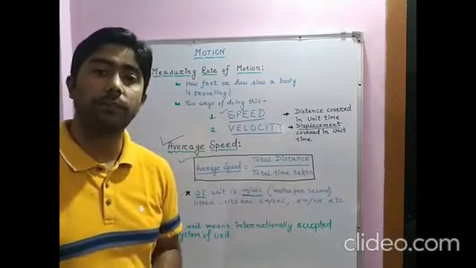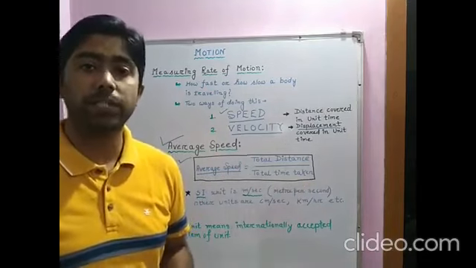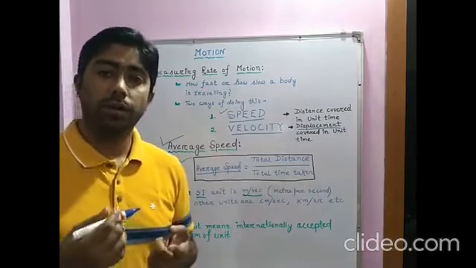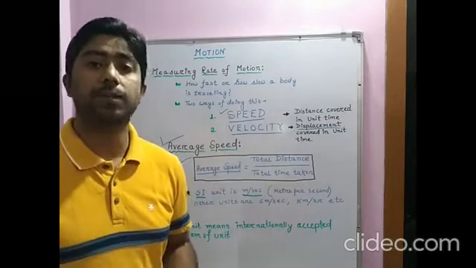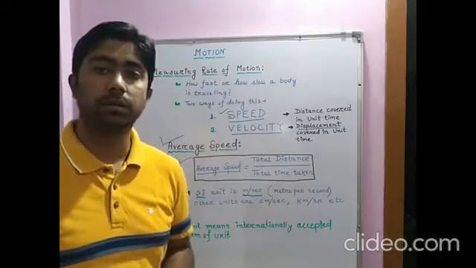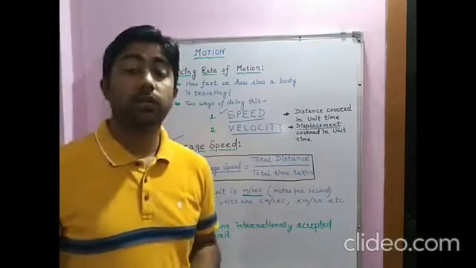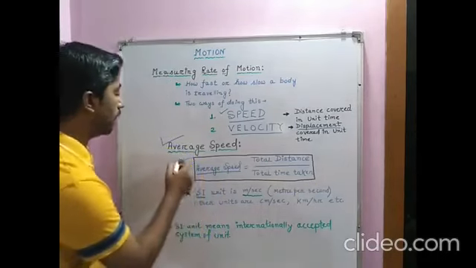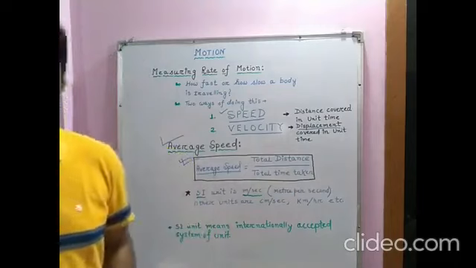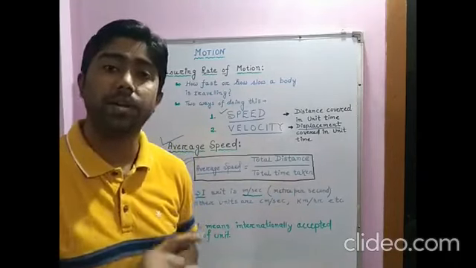And what is the need for average speed? Because there are many bodies which move with variable speed. If a body is moving with variable speed, sometimes it may have very high speed, sometimes low speed. So if I ask you what is the speed of that particular body, you cannot be sure which one is the speed. Then you need to find the average speed of the body.